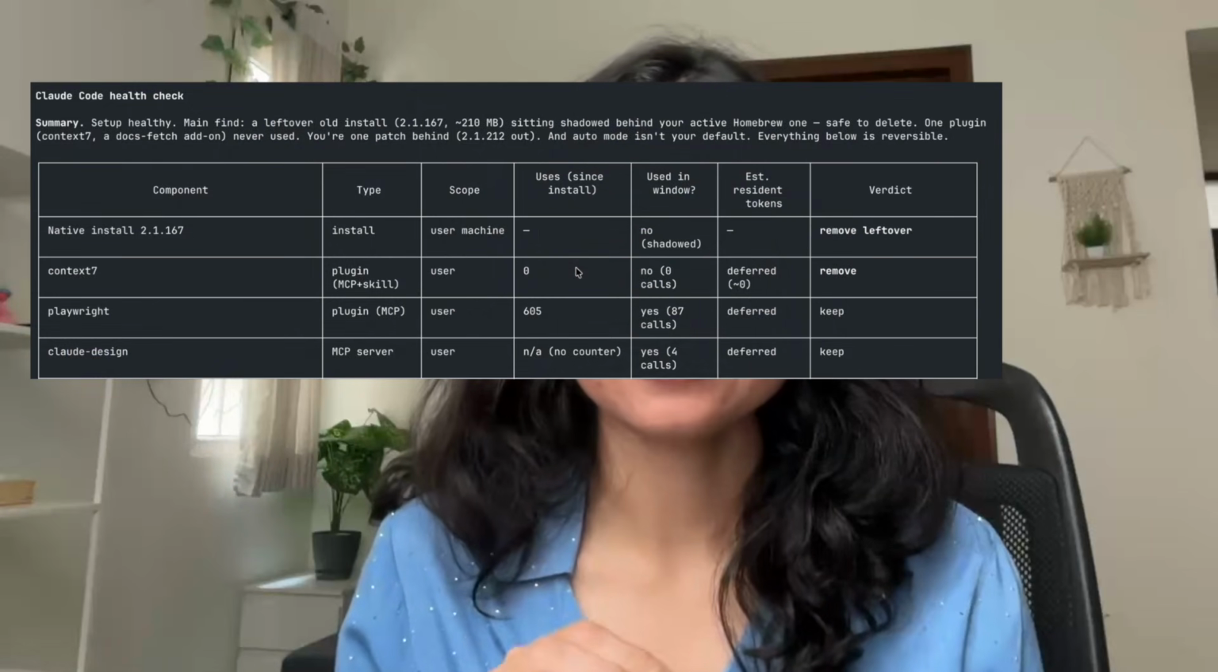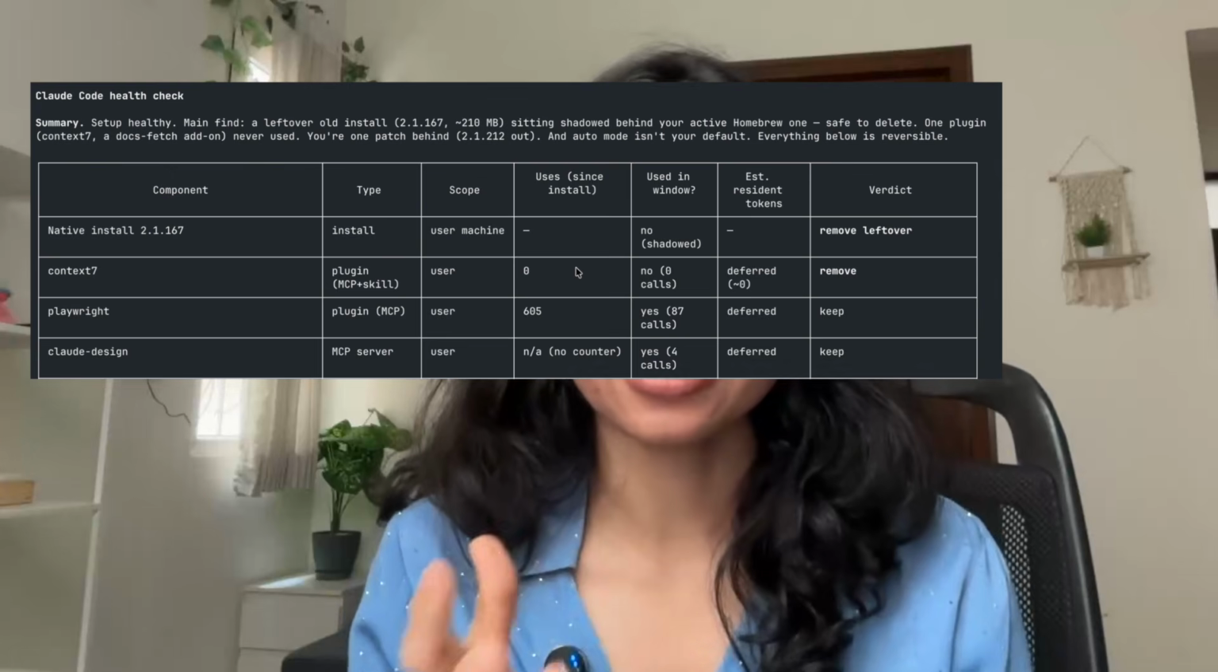Up here, you can see the result for the /doctor command that I ran, and it will vary for you. So run the /doctor for yourself and see what could be cleaned up in your Claude Code.